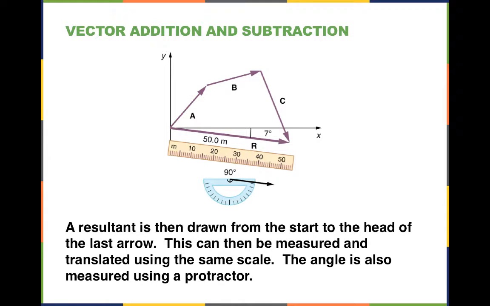The resultant can then be measured with a measuring stick, and using the same scale, you find that it's 50 meters. Again, you get your protractor out and measure this angle, and the angle is going to be 7 degrees south of east. So your resultant answer is going to be 50 meters, 7 degrees south of east.